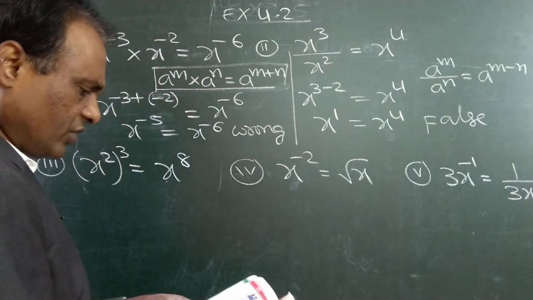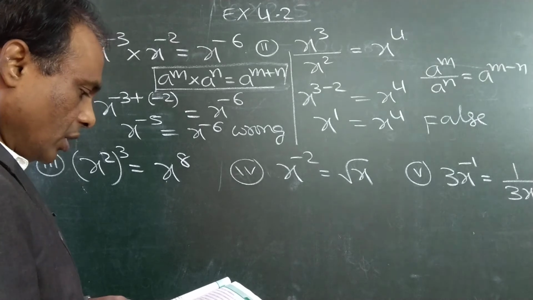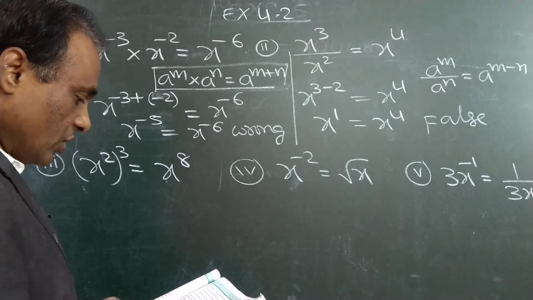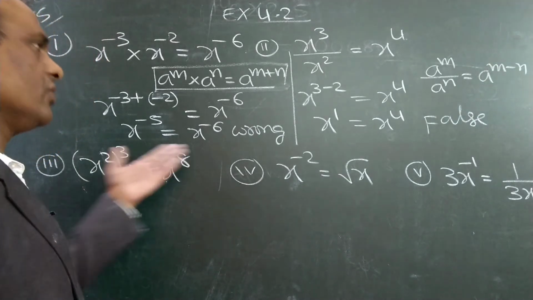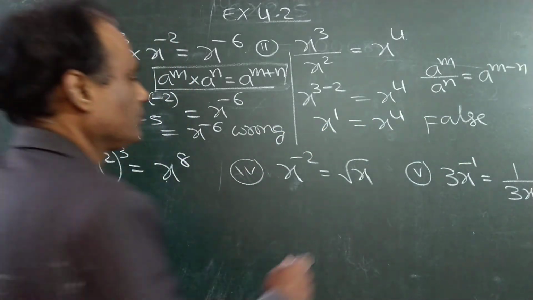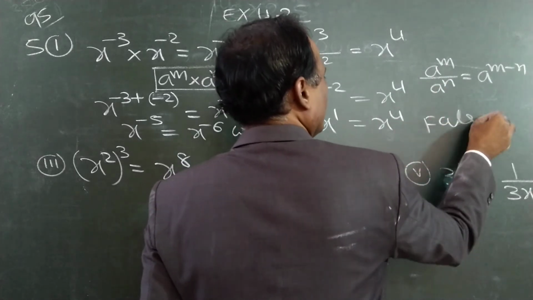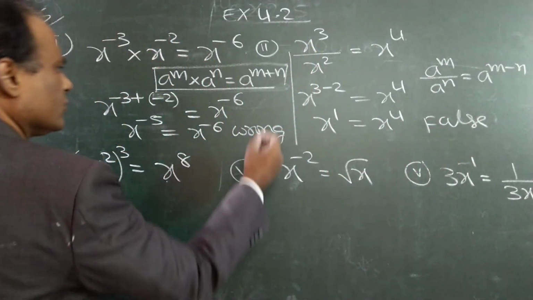So as per the question, let us write. Do you agree with the solution? If not, why? Justify your argument. So we are explaining: this is false. Wrong answer. You can write false also. Wrong answer or false.